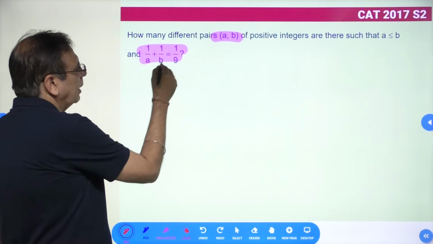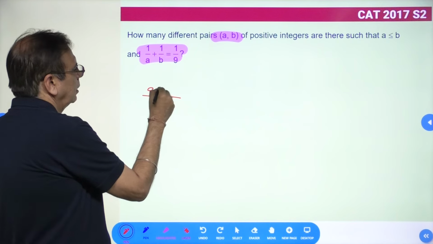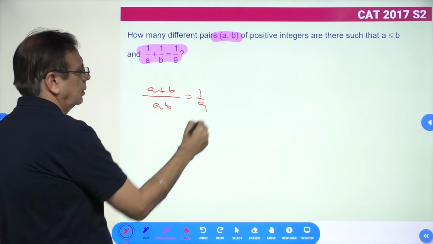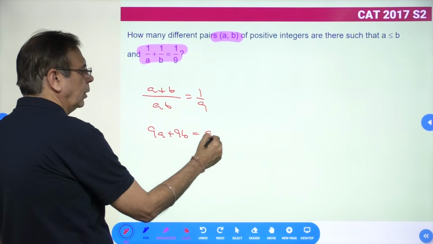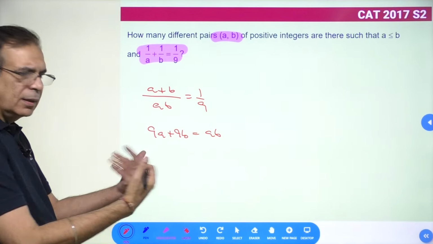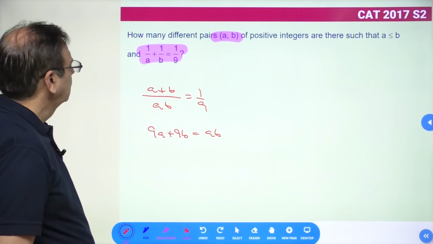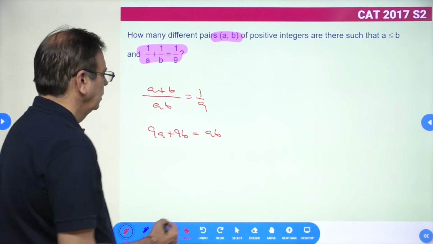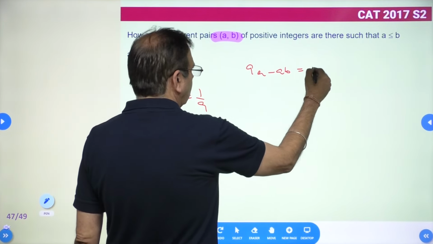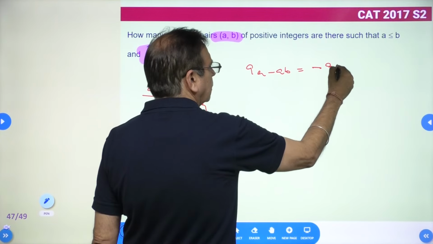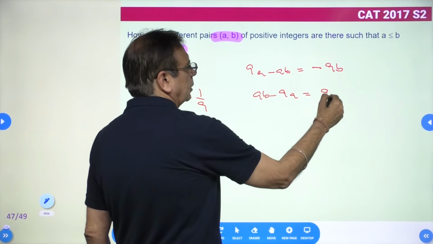So we know that 1 upon A plus 1 upon B is equal to 1 upon 9. So I can say, taking the common denominator AB, 9A plus 9B is equal to A into B. Let's combine. Yeah, 9A plus 9B equal to AB. So 9A minus AB is equal to minus 9B, or I can say AB minus 9A is equal to 9B.